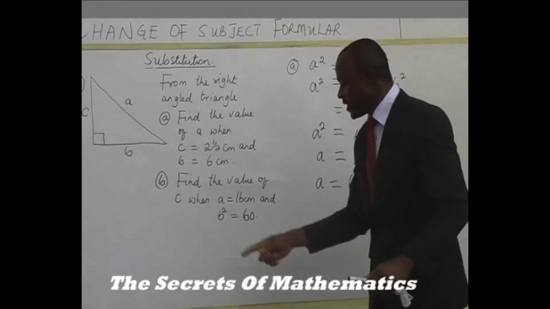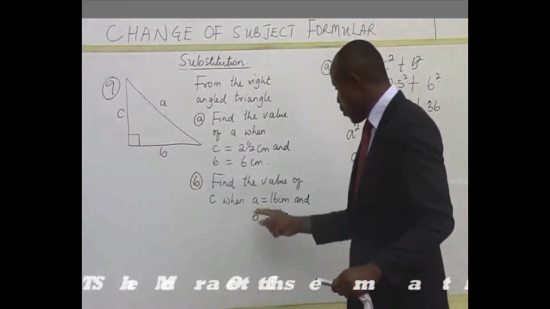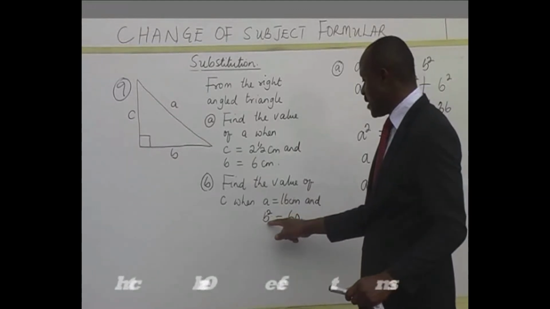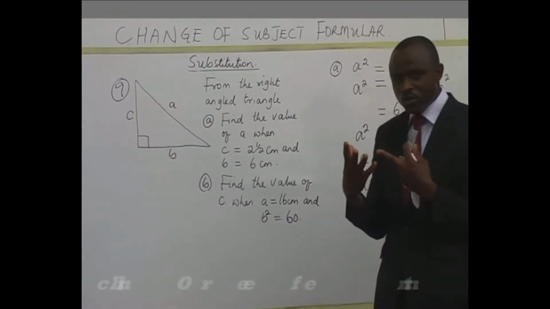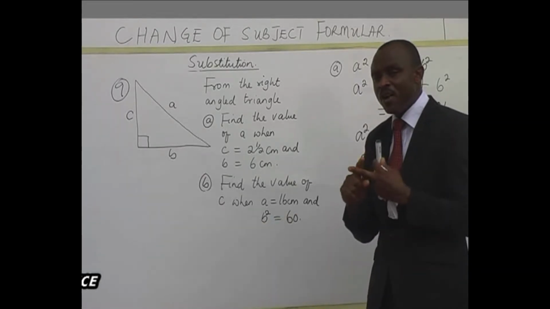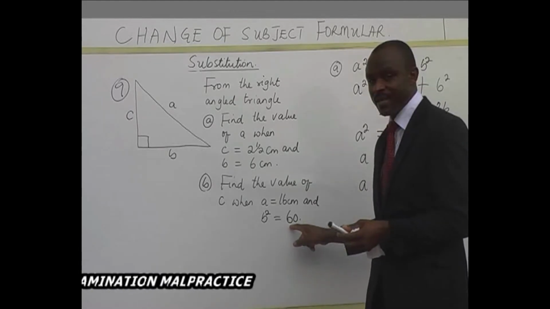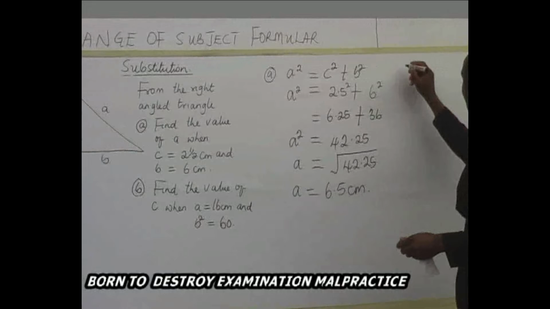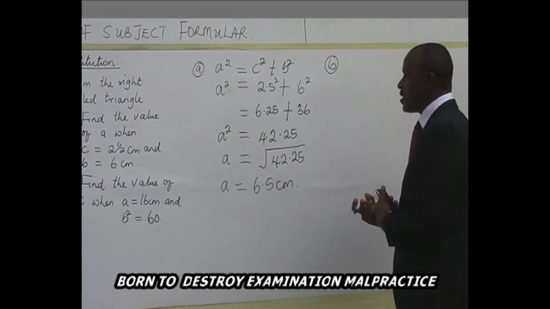Now the B part of the question says that we should find the value of C, this side, when A, the hypotenuse, is 16, and B squared is 60. Some students used to make mistakes in this kind of thing. Here we are given the value of B squared, not the value of B, to be 60. Pay attention to how I'm going to handle it. Question number B.